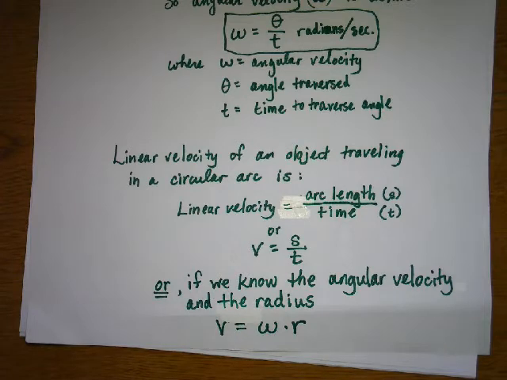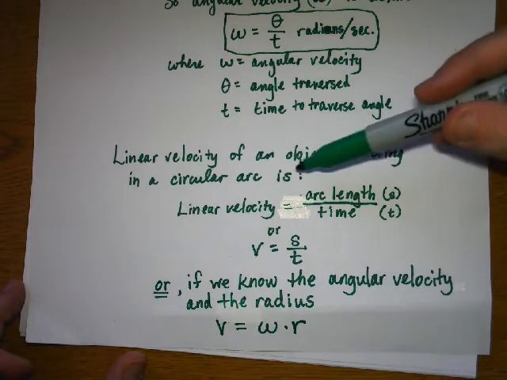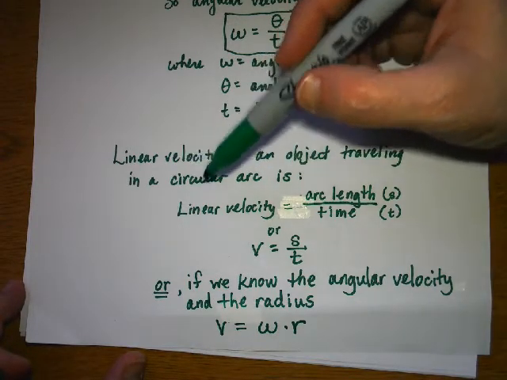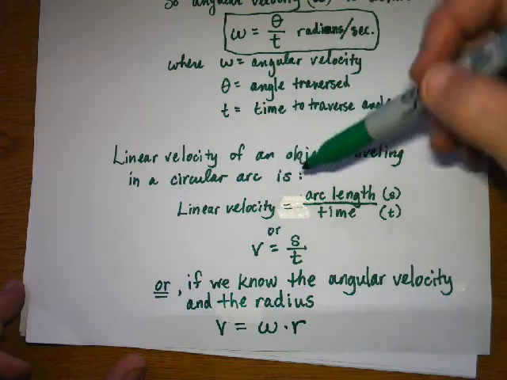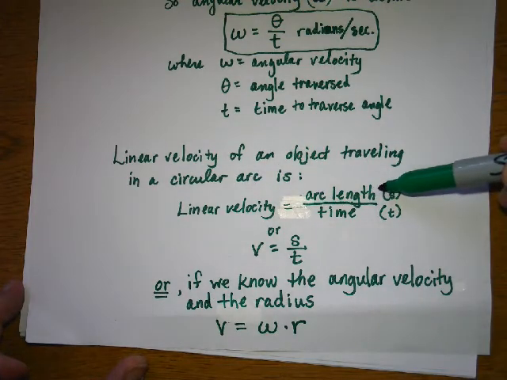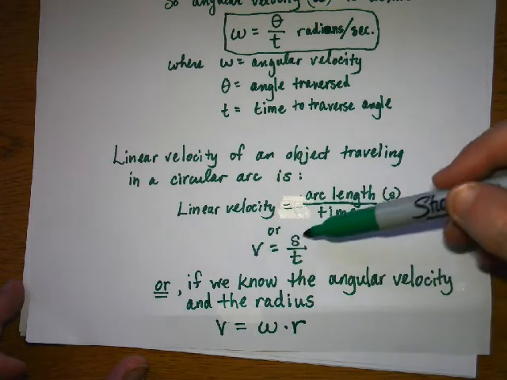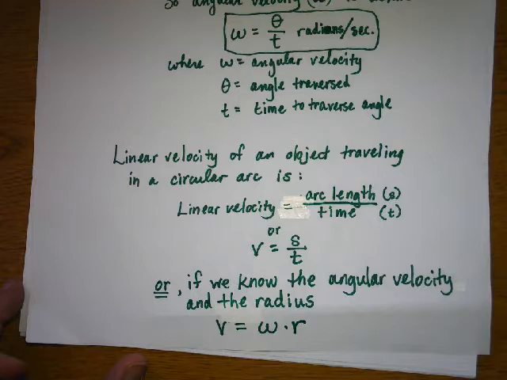Now we're moving on to our linear velocity formula. Linear velocity of an object traveling in a circular arc, and again, this is for when it's traveling in a circular arc, is going to be linear velocity equals the length of the arc divided by the time, or v is equal to s divided by t.